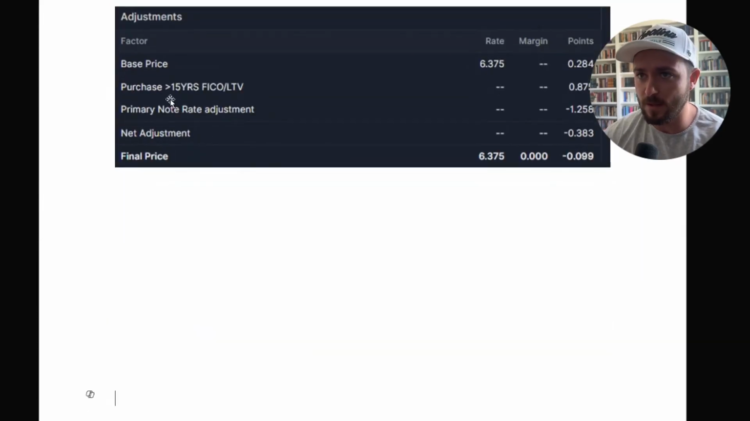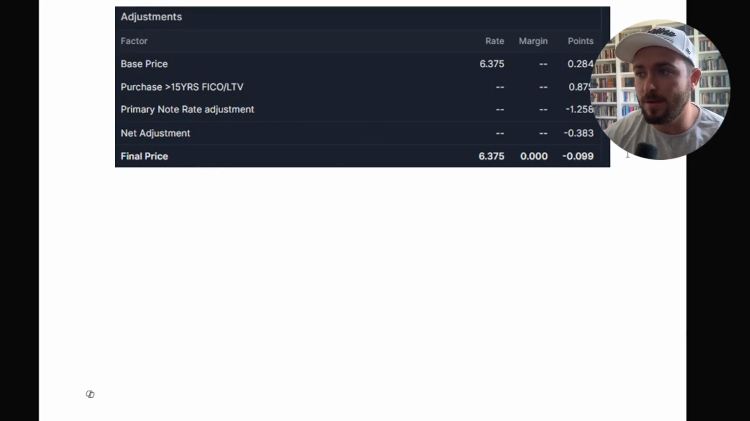So what happens then is you start with that base price, whatever the cost is. In this case, I just have an example, 0.284, and then you'd have these different adjustments. In this case, we've got a purchase for greater than 50 years. They have a charge here, but then you're getting a discount credit for this, and then you're going to look at the total adjustments as this, and so your final price right here is minus 0.099.